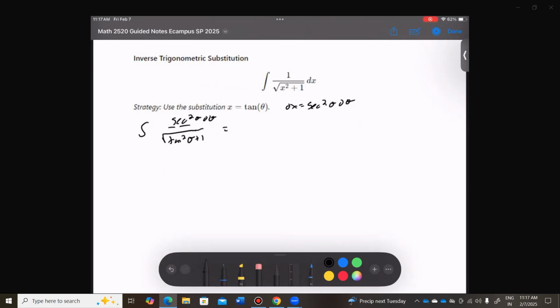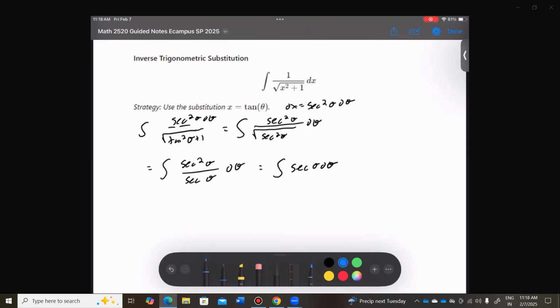Okay. Then we can make the bottom secant squared theta. Top still stays secant squared theta d theta. And so the bottom then becomes, when you take the square root of the square, just secant theta. And then this becomes just the integral of secant theta without any square. Right, we solved this once.